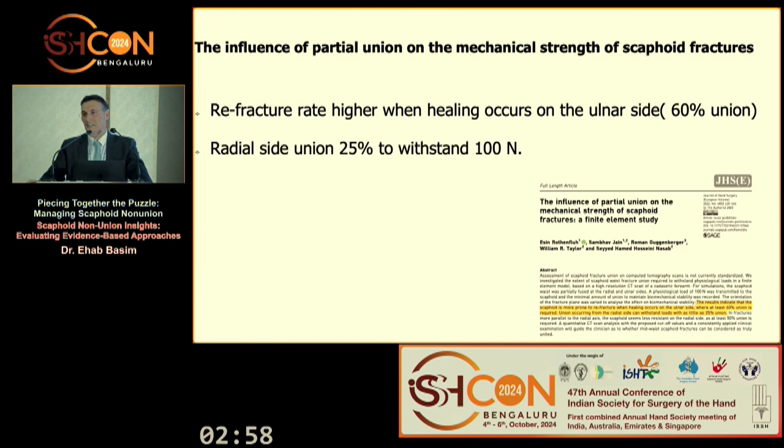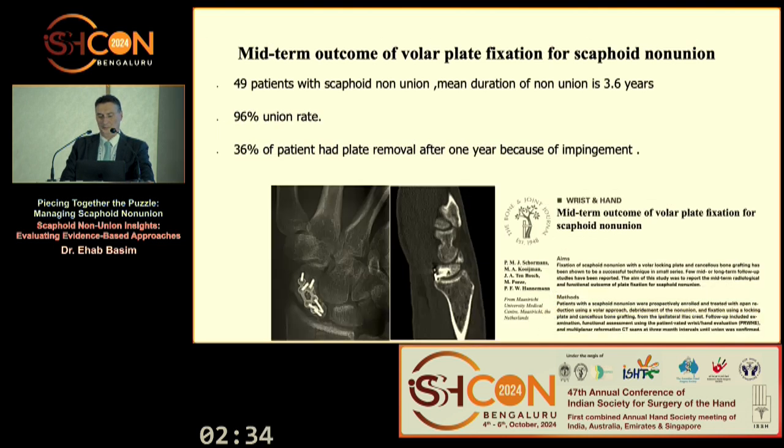And this is a cadaveric study, and they looked at whether the fracture united from the radial part. Then you need 25% of the union, and you will achieve a 100 Newton load, so the scaphoid does not refracture. But if it is from the ulnar part, you need 60%. So this is something you need to keep in mind whenever you review your CT scan post-operatively.